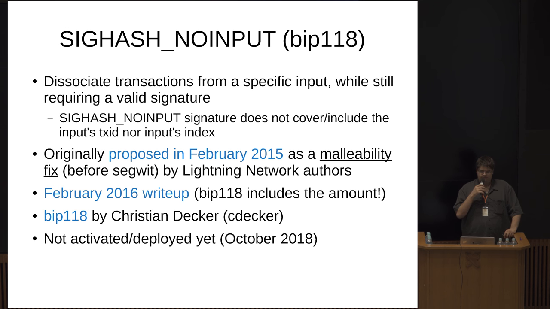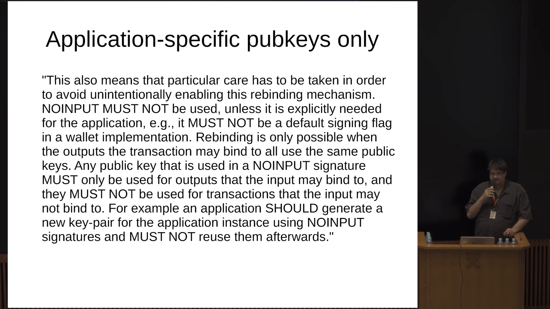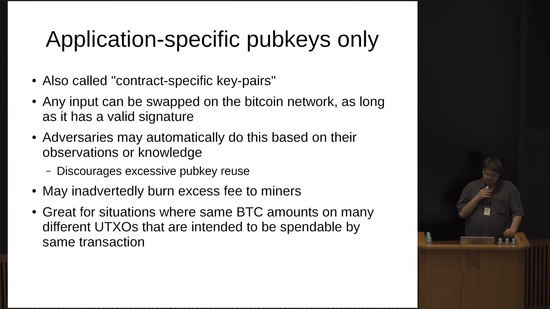There is a proposal written, BIP118, written by Christian Decker. This is a bunch of text about something called application-specific pub keys, which is basically suggesting that SIGHASH NOINPUT should only be used in certain situations. You should not use it for everyday transactions. Instead, you should only use it for pub keys that you've specifically created for the purpose of taking advantage of this SIGHASH NOINPUT feature. I'll show why in a moment. But this goes also back to why SIGHASH NOINPUT was not selected as the malleability fix, because it's actually quite dangerous. This is because any input can be swapped into the transaction as long as it has a valid signature. And the signature with SIGHASH NOINPUT says you don't actually care which input it is as long as the amount is correct.